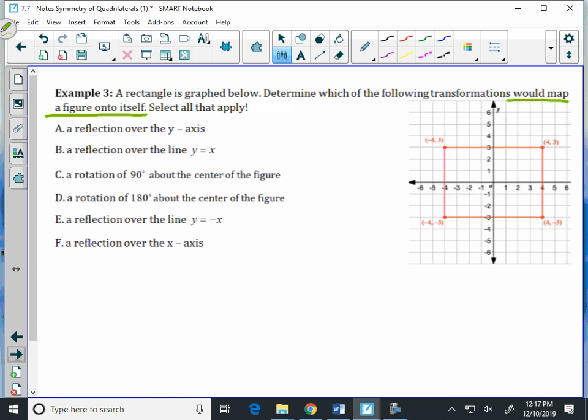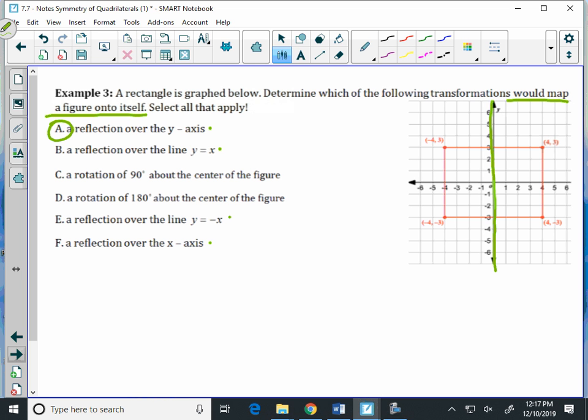I like to go through and do my reflections first. So I'm going to try the reflection choices first, and then deal with the rotations second. All I'm going to do is highlight the line it's telling me, the y-axis. Here's the y-axis. I'm going to draw it in on that rectangle. And then I'm going to ask myself, is that a line of symmetry? Yeah, so is that an answer? Yeah, if we reflect it over that line, it will map onto itself because it's a line of symmetry. If it's not a line of symmetry, then it's not an answer.